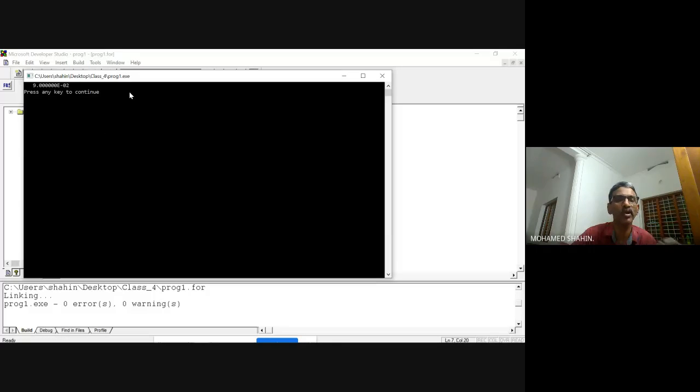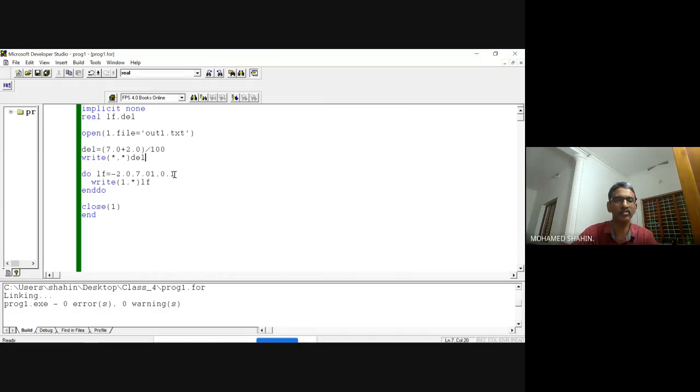You can see that it is almost 9 point. Okay, to give you a clearer view, I'll put 10. This is the format, how you have to present it. That is the meaning of format. F means real quantity, 10.4. Build, rebuild all, build, execute.